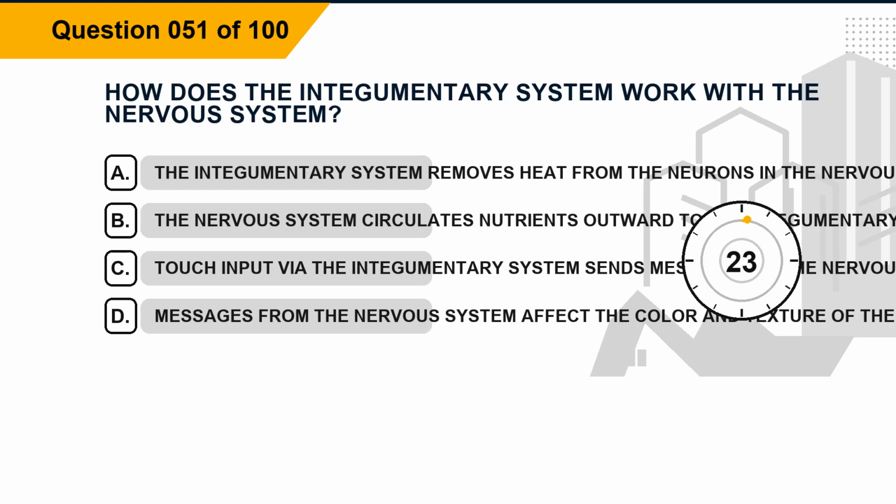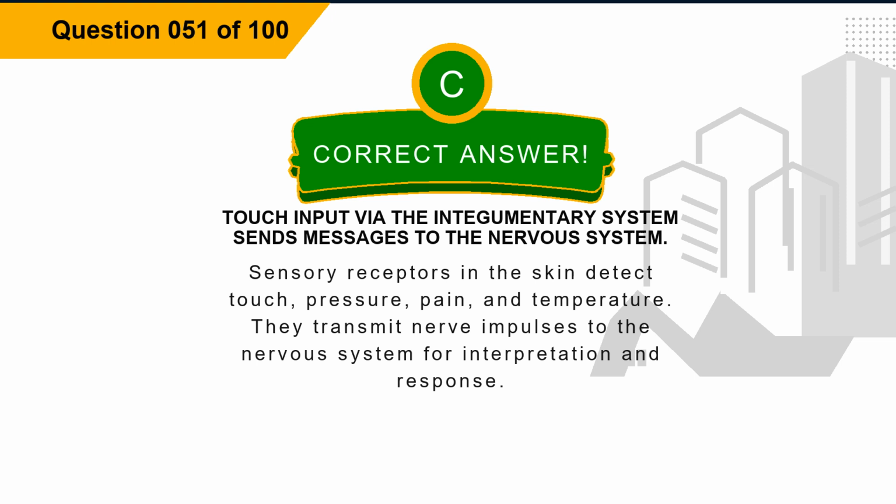Question 51. How does the integumentary system work with the nervous system? Option A. The integumentary system removes heat from the neurons in the nervous system. Option B. The nervous system circulates nutrients outward to the integumentary system. Option C. Touch input via the integumentary system sends messages to the nervous system. Option D. Messages from the nervous system affect the color and texture of the skin. The correct answer is option C. Touch input via the integumentary system sends messages to the nervous system. Explanation. Sensory receptors in the skin detect touch, pressure, pain, and temperature. They transmit nerve impulses to the nervous system for interpretation and response.